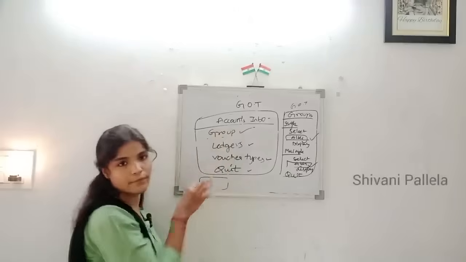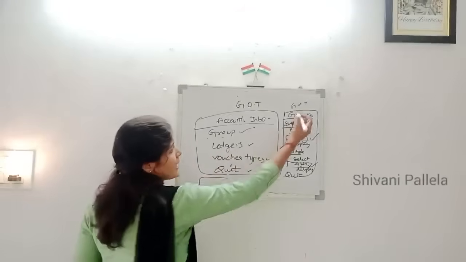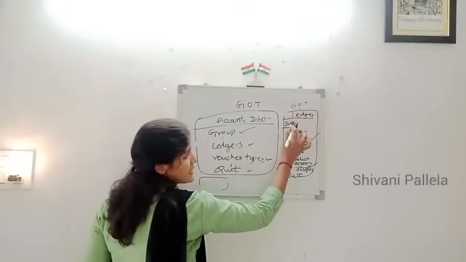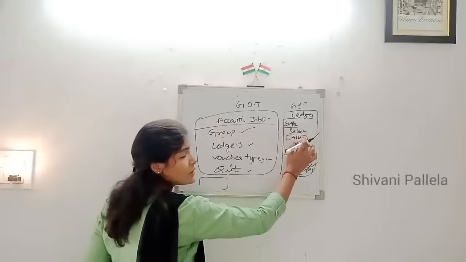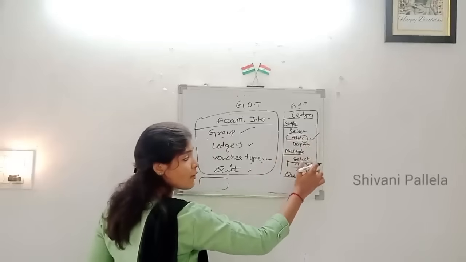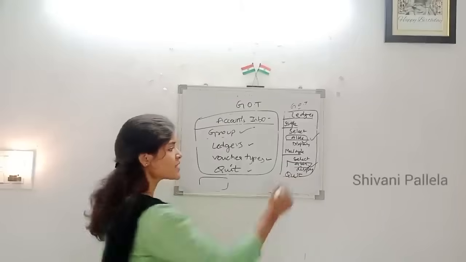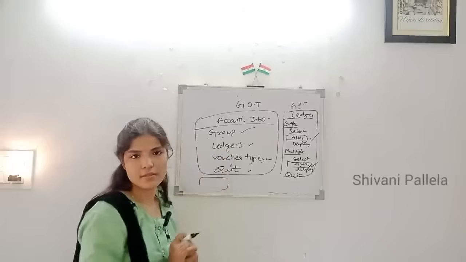Clicking on group, we need to click on ledgers. Ledgers are the same. Here Gateway of Tally, here not groups, here ledgers. Single ledger, multiple ledger. In ledgers also you will have select option, alter option, display option. In multiple also you will have select option, alter option, display option, and quit. That's it. After clicking here, you will find the display where you need to give the ledgers.